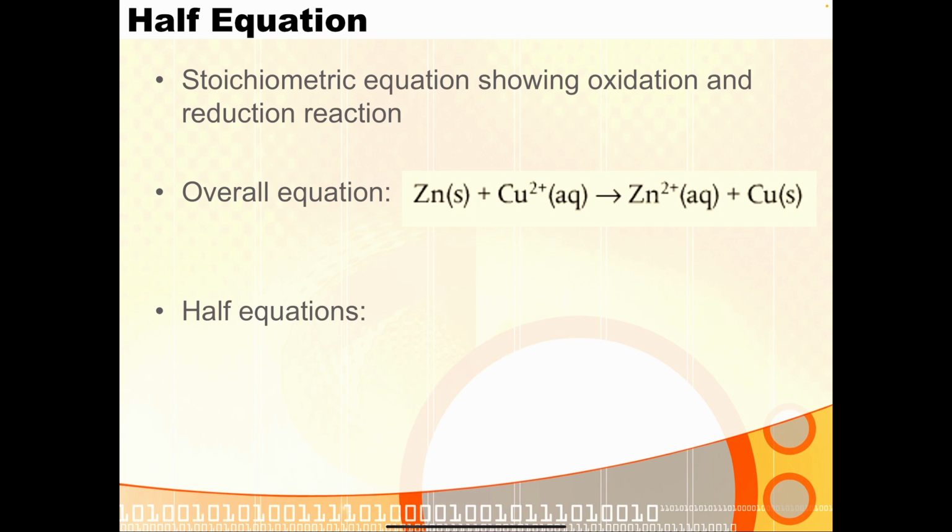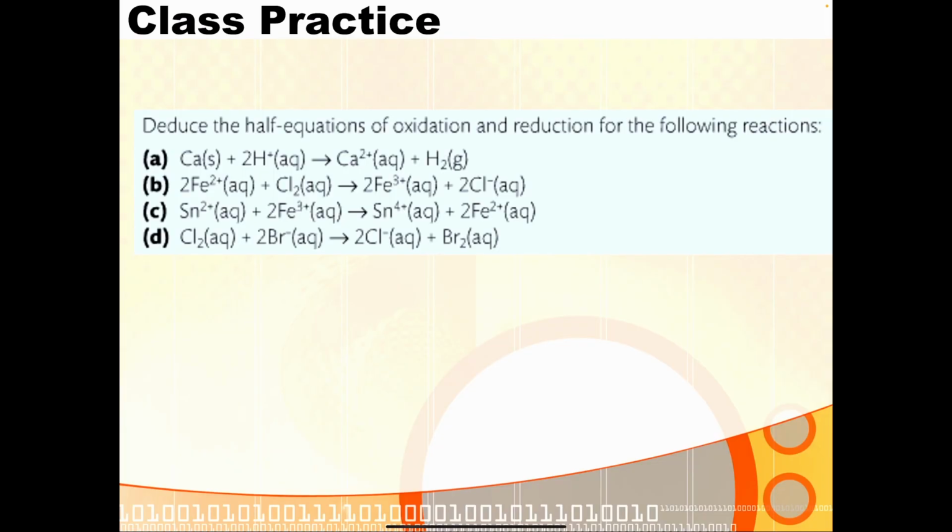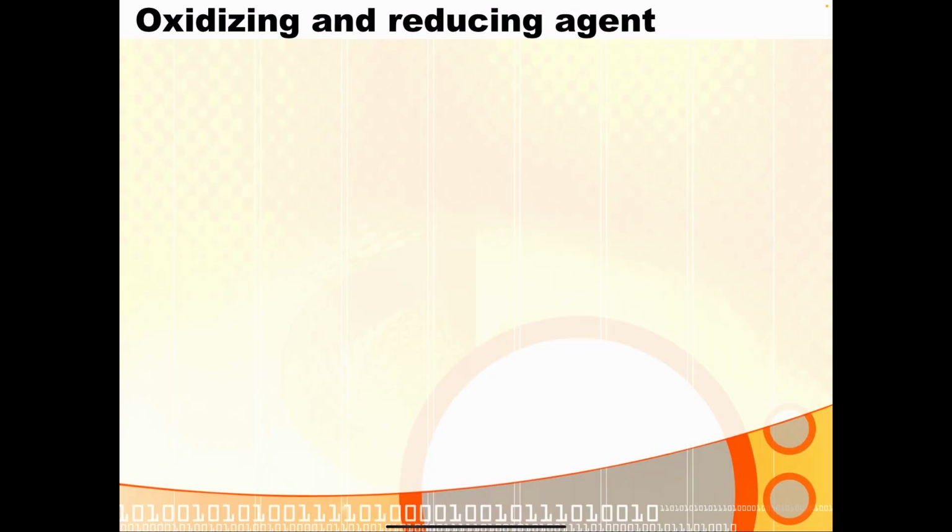Now, a stoichiometry equation showing oxidation and reduction reaction. So overall, zinc plus copper ions will give you zinc ions and copper. If you write down the half equation and look at it carefully, zinc is losing 2 electrons, so electrons are lost, it is oxidation. Whereas in reduction, copper is gaining 2 electrons, and therefore it is reduction. Now you can practice this: deduce the half equation of oxidation and reduction for the following reactions.